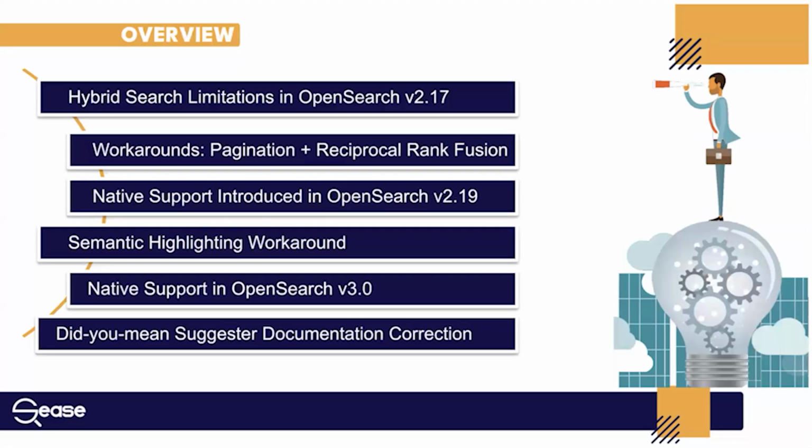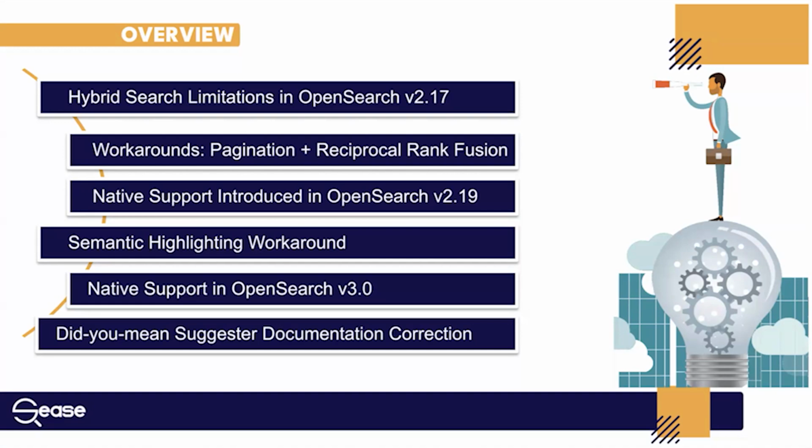So, overview of today's talk. I'm going to focus on hybrid search: the limitations with that version, and then the workarounds. The workaround is pagination and reciprocal rank fusion needed for hybrid search. And then I'll also talk about the native support that was introduced later, specifically in version 2.19 and later.